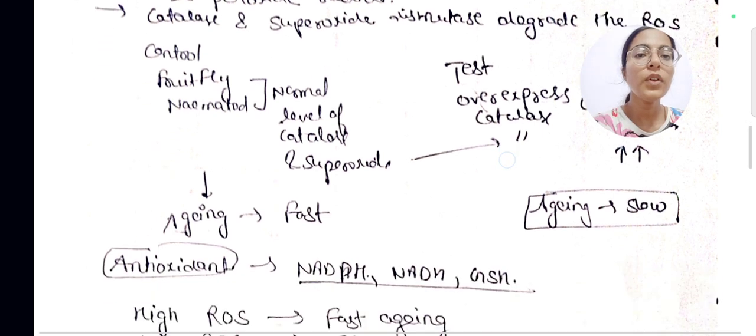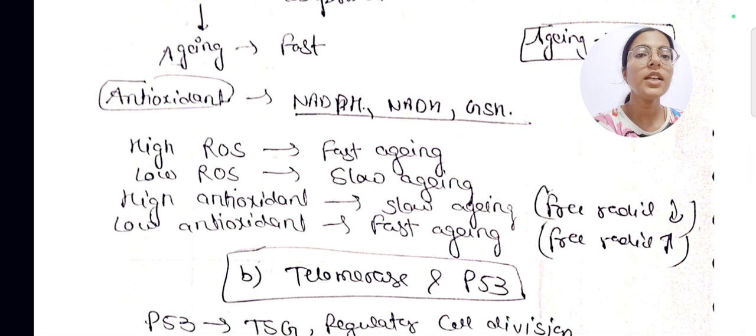In overview, we can say that high reactive oxygen species result in fast aging, while low reactive oxygen species result in slow aging. With high antioxidant use, there is slow aging and the free radical number is decreased. If low antioxidants are used, then there is fast aging and the free radical number increases.